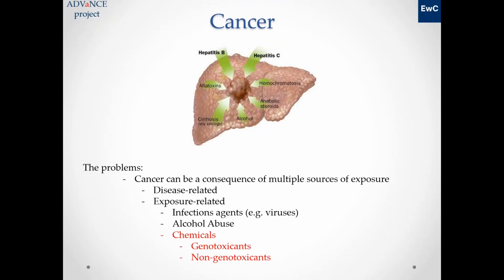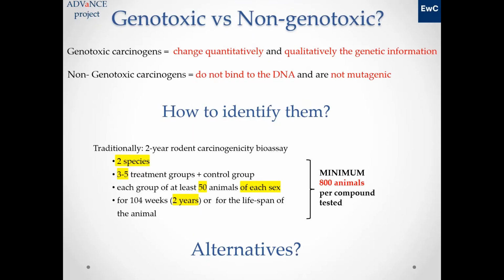I mean, actually, the causes, the triggers that can cause cancer. One of them is chemicals, and you can have genotoxic and non-genotoxic chemicals. The genotoxic carcinogens change, quantitatively and qualitatively, the genetic information, and as such they can cause cancer, whereas non-genotoxic carcinogens don't bind to the DNA and are not mutagenic, and they still can cause cancer.